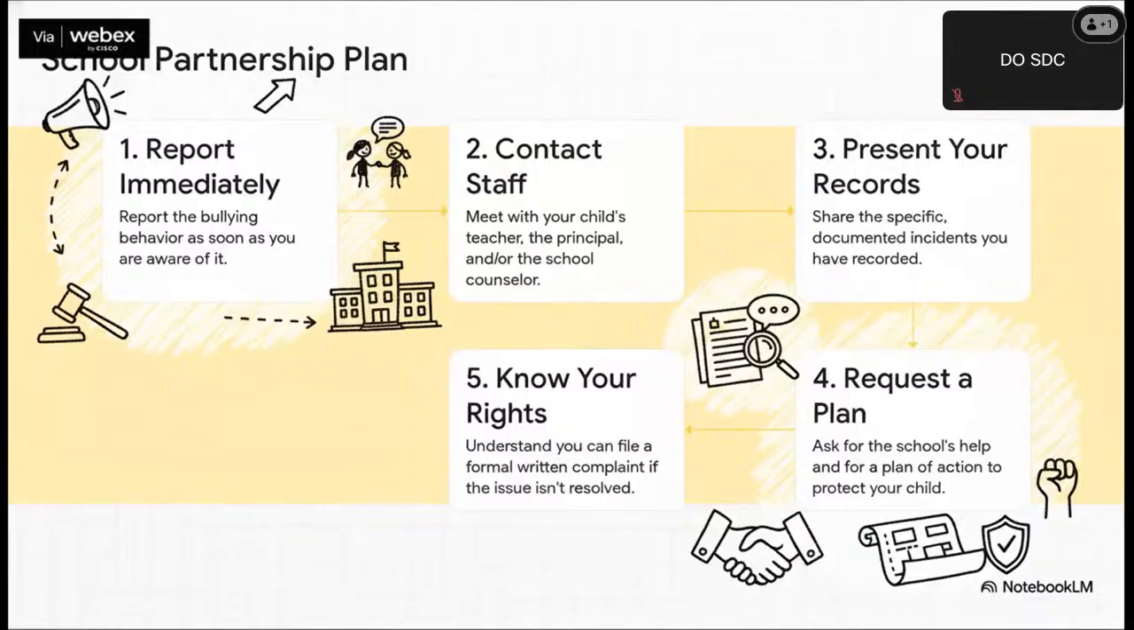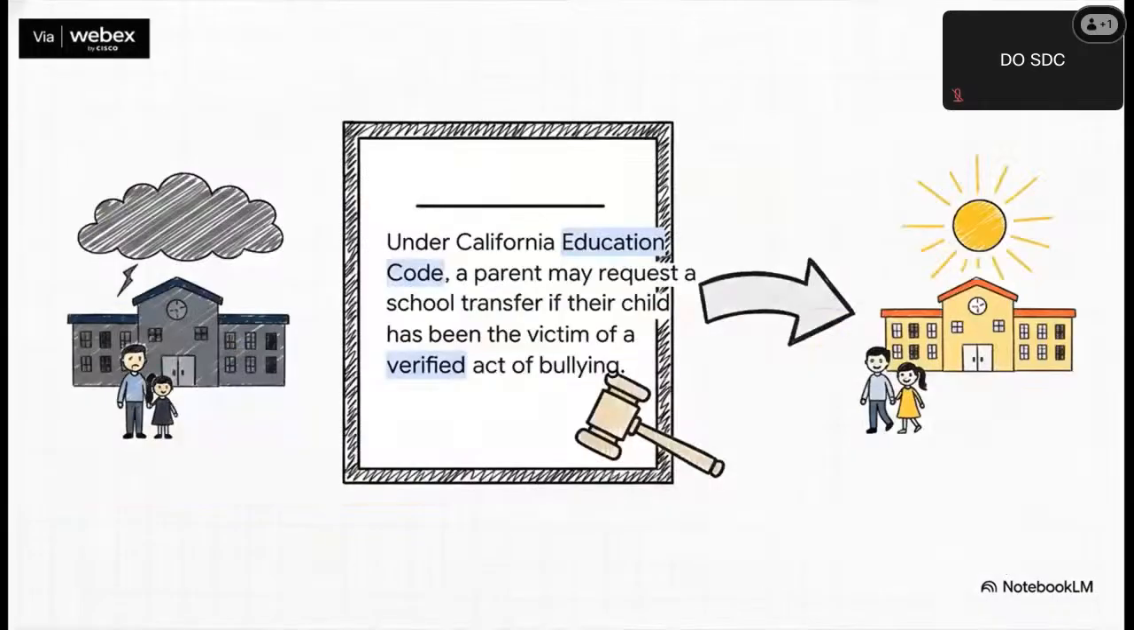And always, always remember, you do have rights if things don't get better. And this just goes to show how powerful those rights can be. In a lot of places, there are specific laws designed to protect students. California's Education Code, for instance, makes it clear that a child's safety is the top priority, even giving parents the option to get a fresh start at a new school if the bullying can't be stopped.